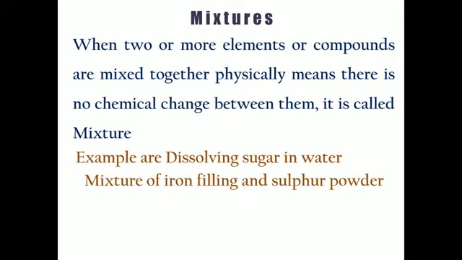Similarly, we can mix iron filings. Maybe in lower classes, in the 6th standard, you have seen iron filings with sulfur powder. Sulfur is a yellow colored powder. If you mix them together, they form a mixture. Remember, no chemical reaction has taken place in these two examples. So this is a kind of mixture.